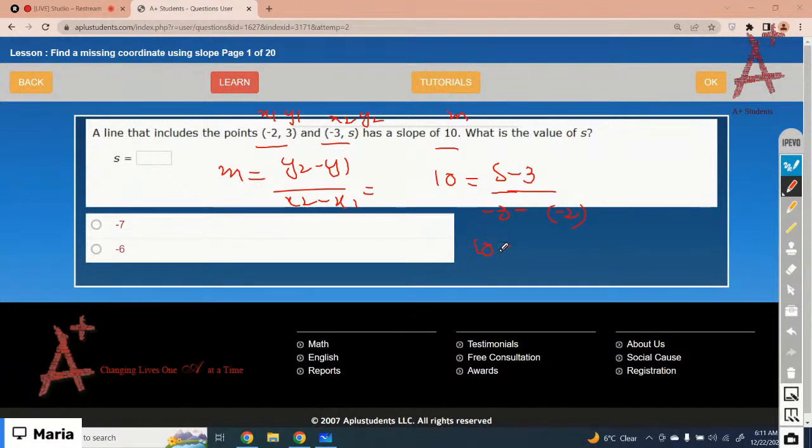So just solve. 10 equals s minus 3. So it is negative 3 plus 2. Got it? Negative 3 plus 2 is negative 1. So it would be 10 equals s minus 3 over negative 1. Just solve this equation for s. It would be 10 times negative 1 is negative 10 equals s minus 3. So s equals negative 10 plus 3, and negative 10 plus 3 is negative 7. So that means s equals negative 7. Got it? So the correct option is negative 7. Just select the correct option, then click on the OK button. Got it?